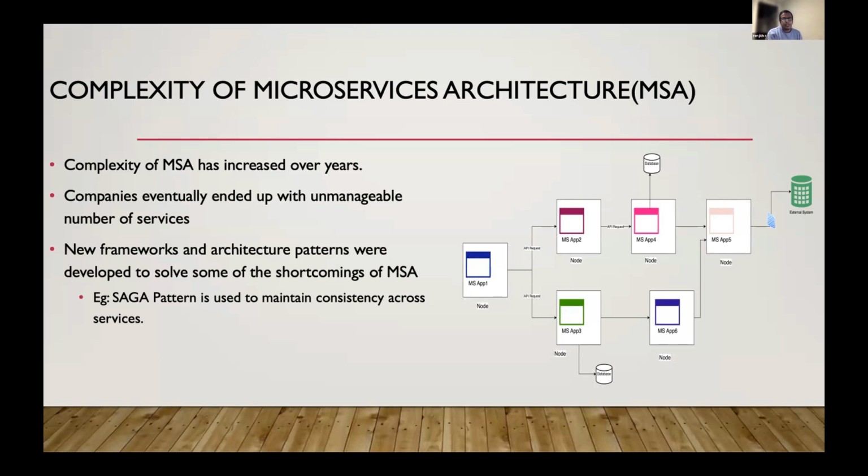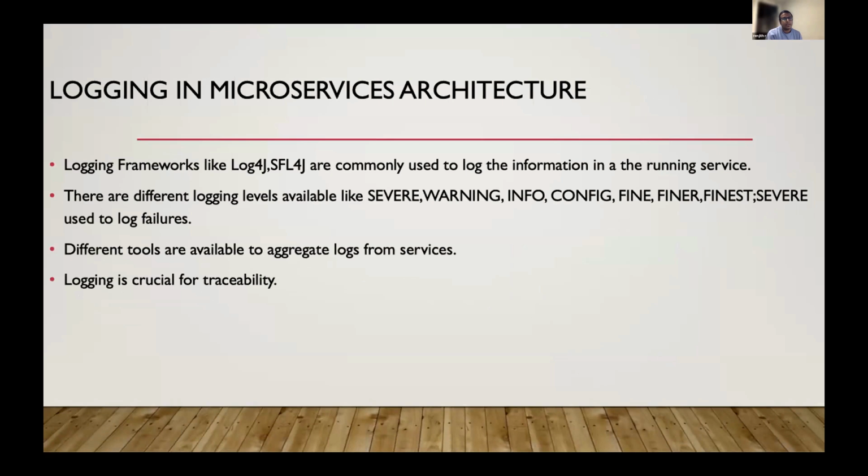On the right side, you can see the diagram. There are 6 microservices in this. It's a simple flow. Here there is a microservice which talks to 2 other microservices, and each microservice talks to another microservice. Microservice 5 talks to an external system. Microservices 4 and 3 have their own databases. It's a sample view of how a microservice architecture would look, how the services talk and how the data flows.